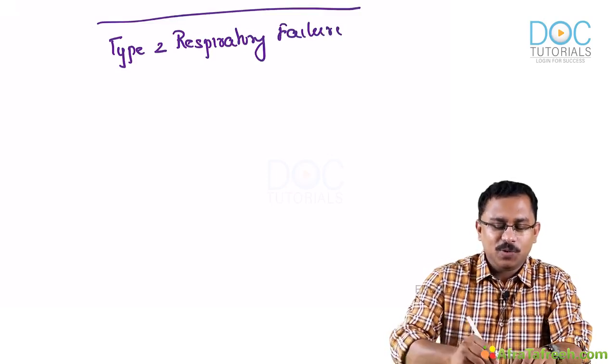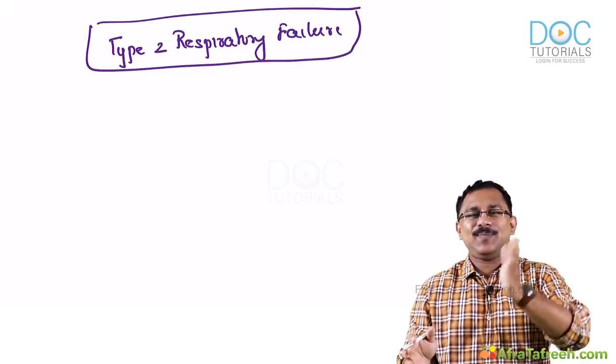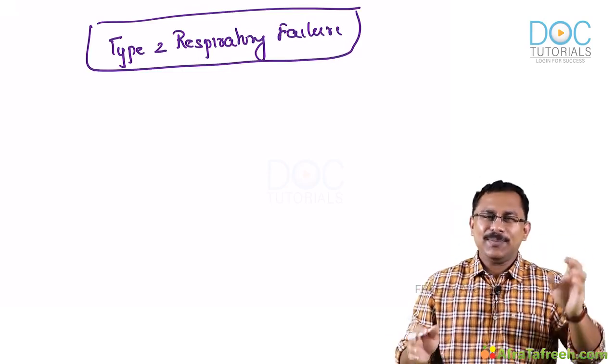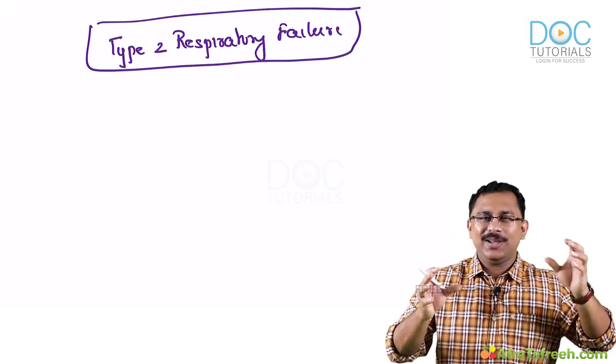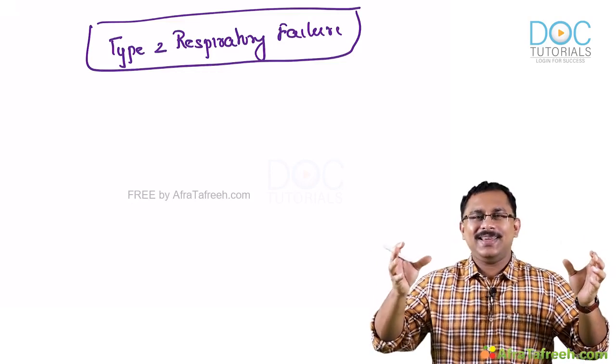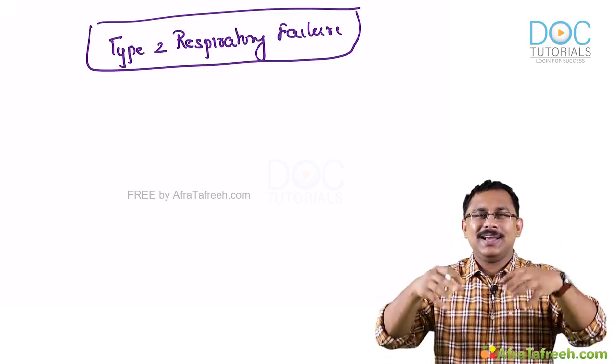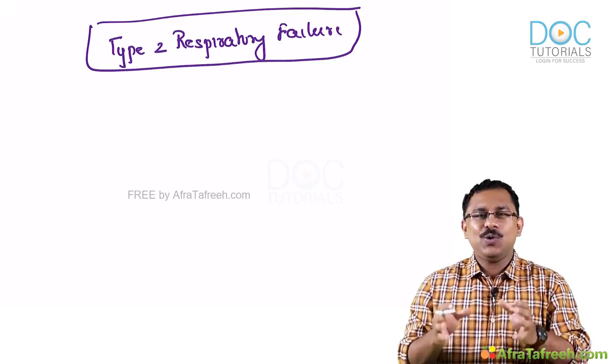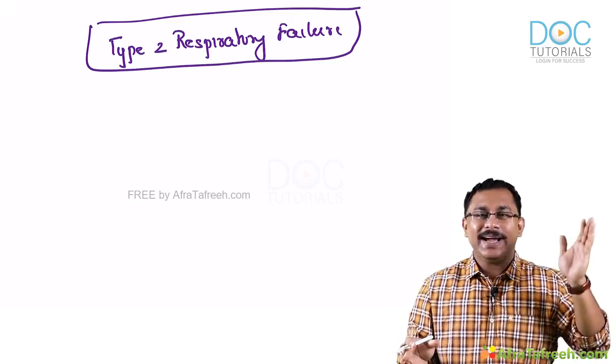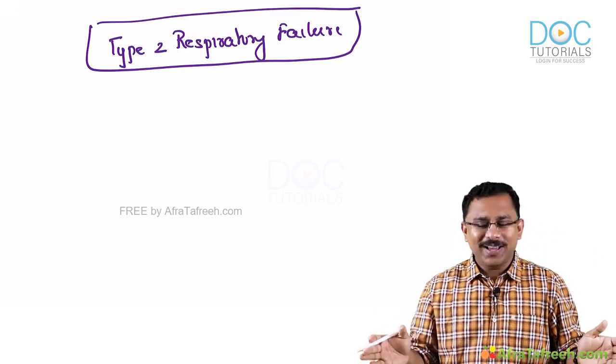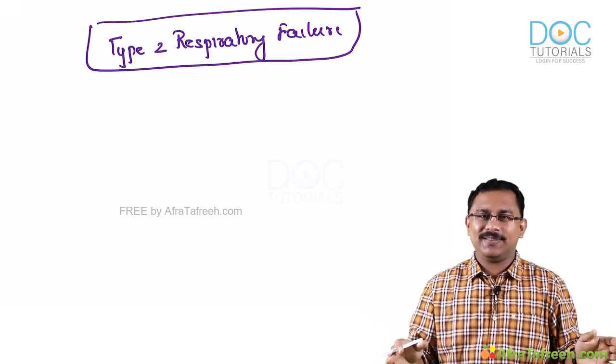So if you have not watched my module on respiratory failure, please go back and watch. In that particular module, I did not tell you the difference between the emphysema and the bronchitis, just to make things clear here. So I hope now you know that in emphysema it is type 1 respiratory failure, chronic bronchitis, it is type 2 respiratory failure.